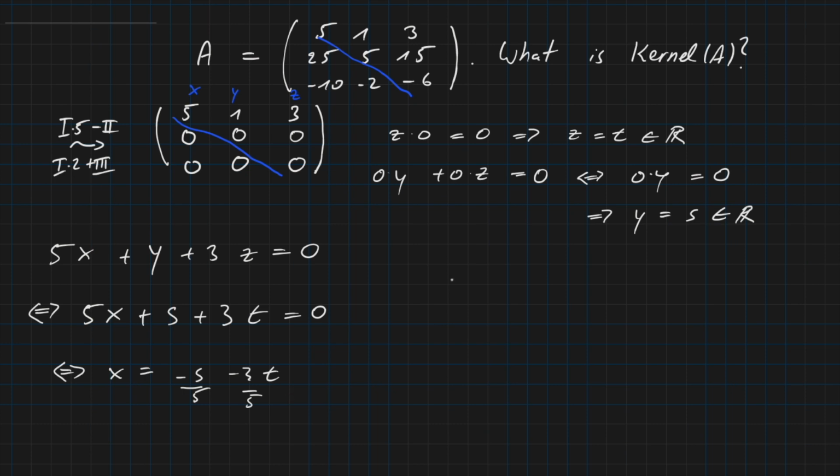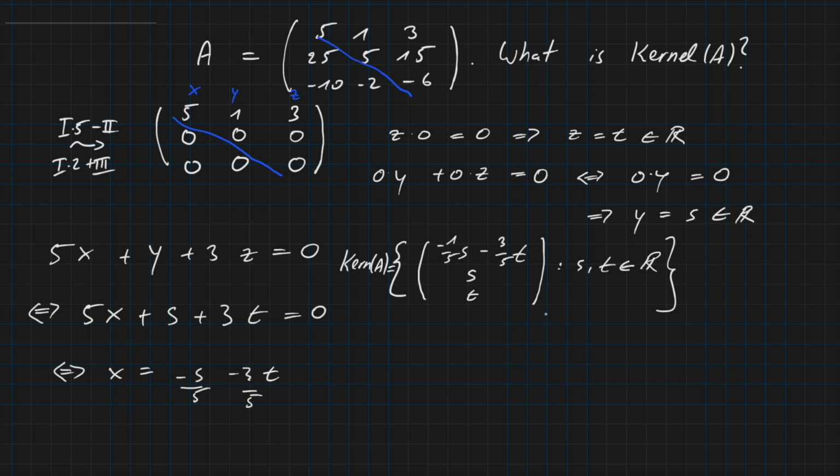Let's write it like this. So the solution is then the following set. It is x, which is minus 1 over 5 s, and minus 3 over 5 t. And then we have y as s and z as t. And s and t are real numbers. So we are already done here. This is the kernel. This is the kernel of A.